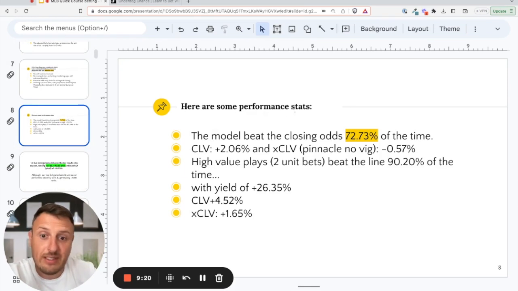Okay, here are some performance stats. The model beat the closing odds 72.73% of the time. So after I made the bets, the odds dropped in 72.73%, more than 70% of times against closing odds. So closing odds were weaker than my odds.